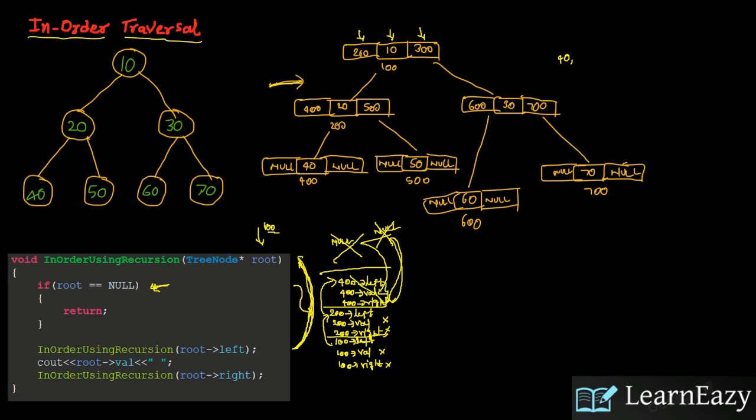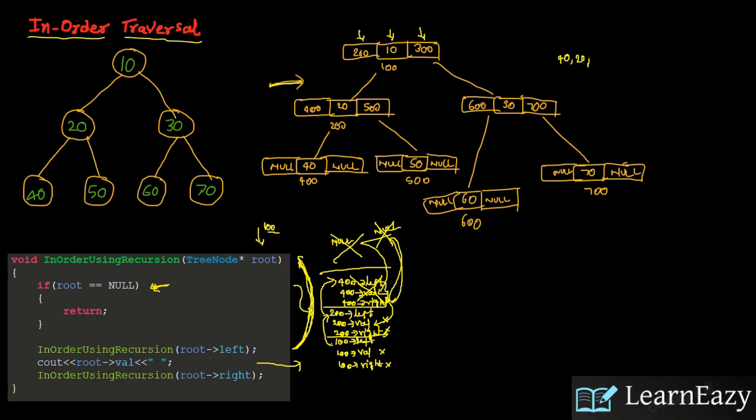This stack record will get deleted. It comes back here. So 200 value, 200 value is nothing but 20. So 20 will be printed. Then 200 right. 200 value we printed, now 200 right.